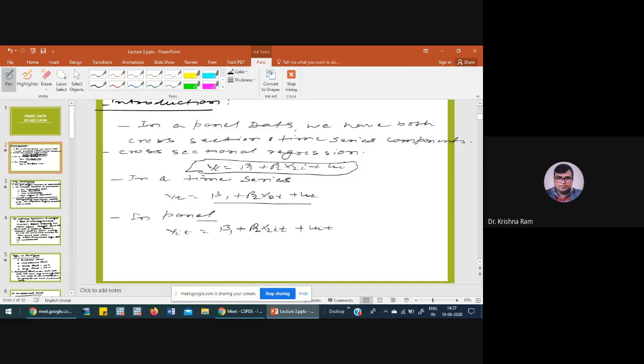In a panel, since panel data includes both time series and cross-sectional components, when we write the regression equation, we include both i and t and write our regression equation y_it equals beta 1 plus beta 2 x2_it plus u_it. That means all the variables here have both cross-sectional and time series components. So this is the standard way of writing different kinds of regression models.